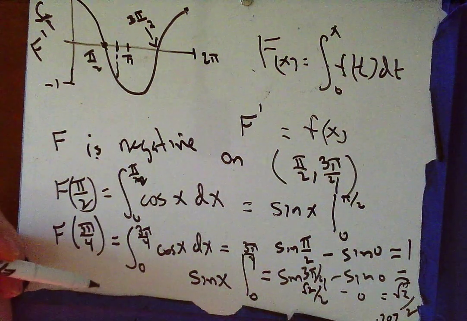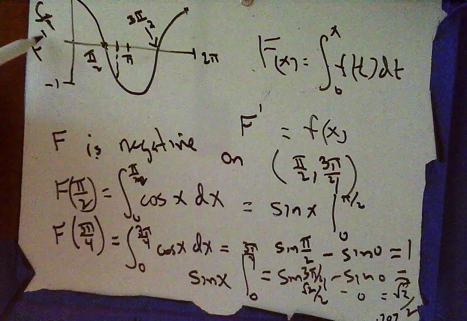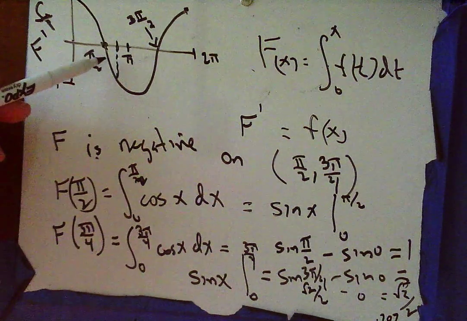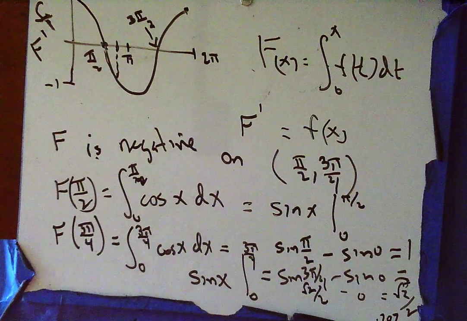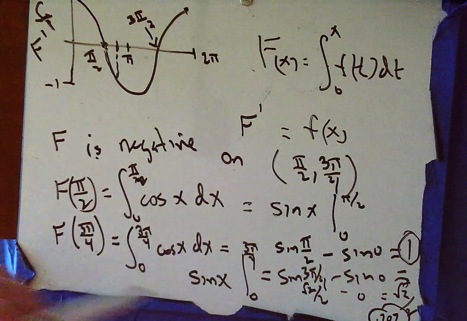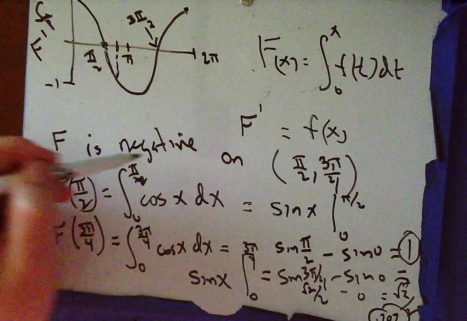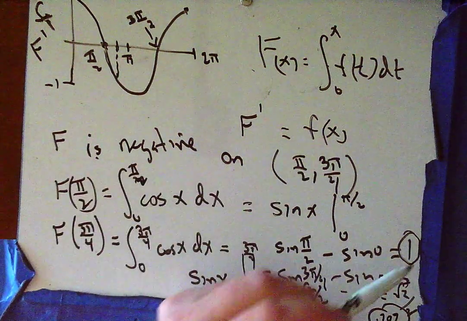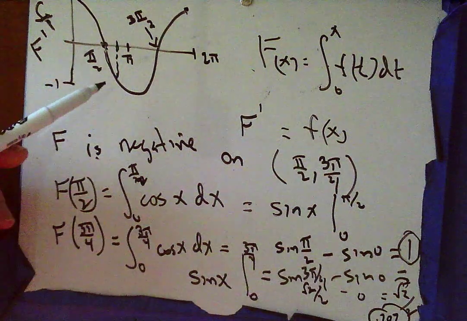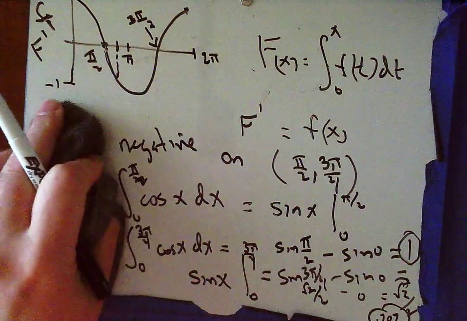So what do I know here? Well, I had a certain y value, and because big F prime is negative from pi over 2 to 3 pi over 4, I know that big F is decreasing. And sure enough, big F went from a y value of 1 to a y value of 0.707. And so when you ask me, is big F negative on this interval? I say, no. Big F is decreasing on that interval, but big F is definitely positive on that interval.